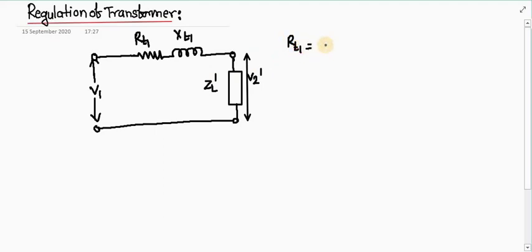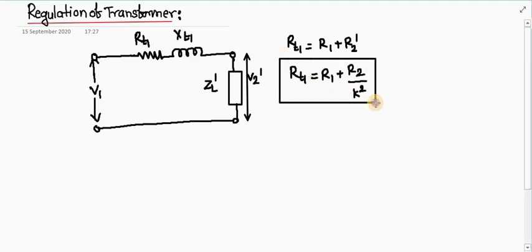RT1 is nothing but the total effective resistance of the transformer referred to the primary side. Means it is the addition of your primary resistance and the resistance of the secondary referred to the primary side, that is R2 dash. Right? So I can write this as RT1 is equal to R1 plus R2 by K square. When I am transferring the secondary resistance to the primary side, its value will get divided by K square.